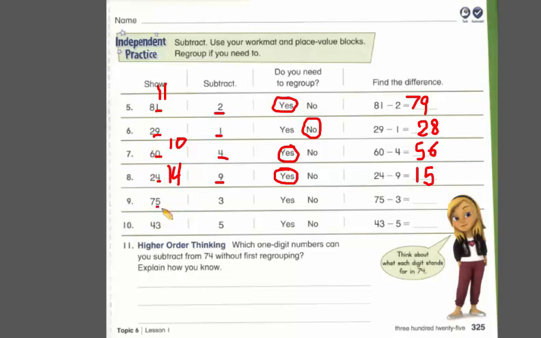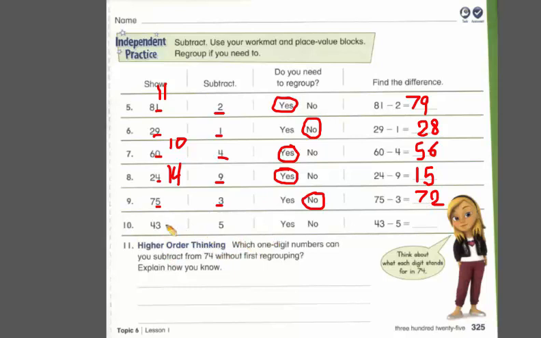75 minus 3. Look at the ones. 5, 3. Can I say 5 minus 3? Yes, 5 is greater than 3. So no need to regroup in this case because 5 is greater than 3. So here 5 minus 3 is 2. And we didn't exchange any of the tens, so the same number of the tens.